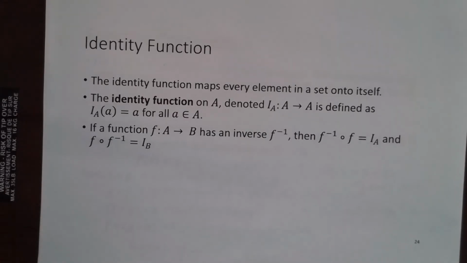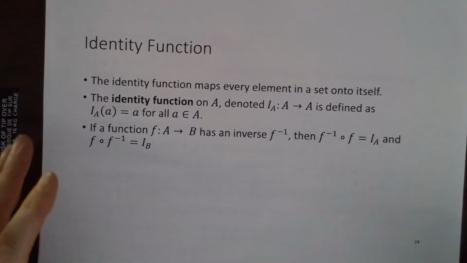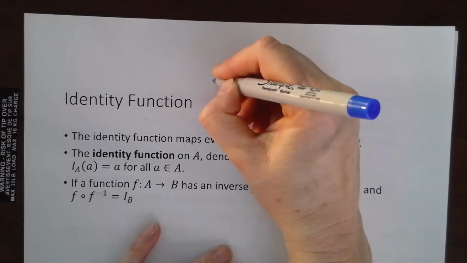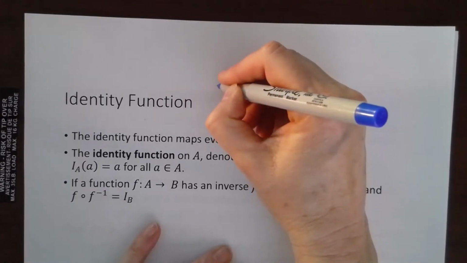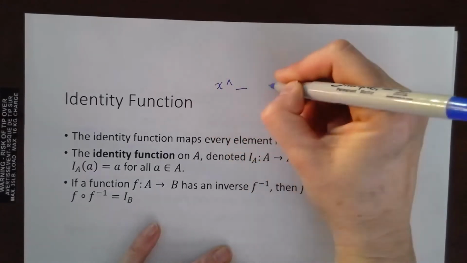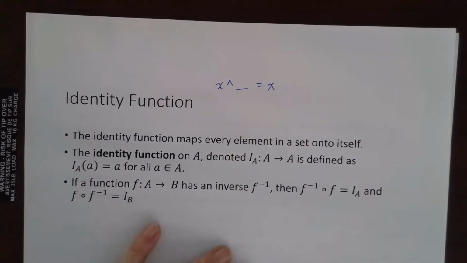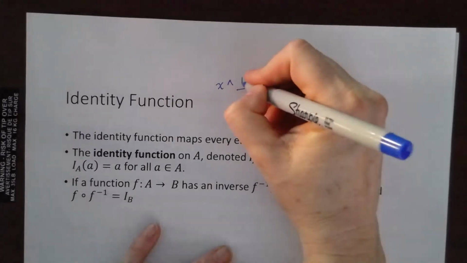What's the identity for and? You and with what to get a thing back to itself? This is good review. Yeah. So we have the identity property of conjunction. If I take anything x and I and it with something, and I want to get x back, what do I have to and it with? True. We have to and it with true.